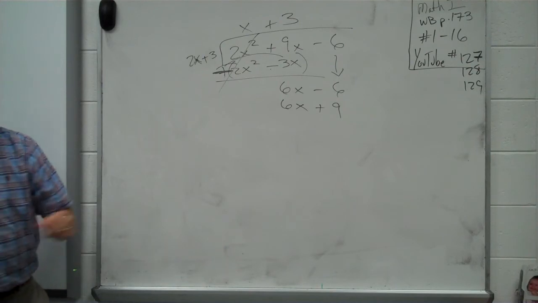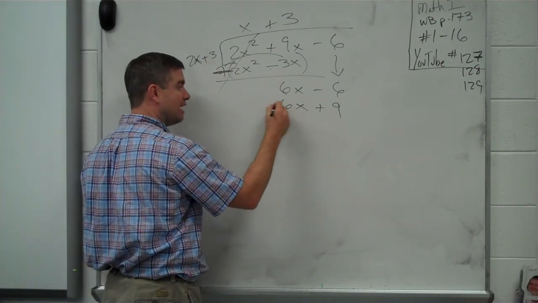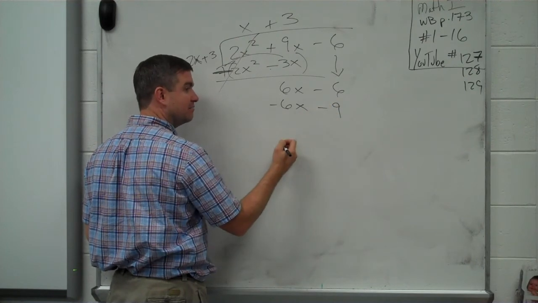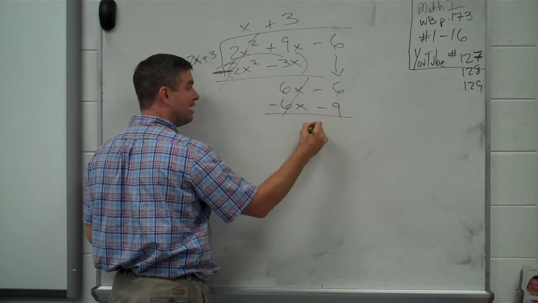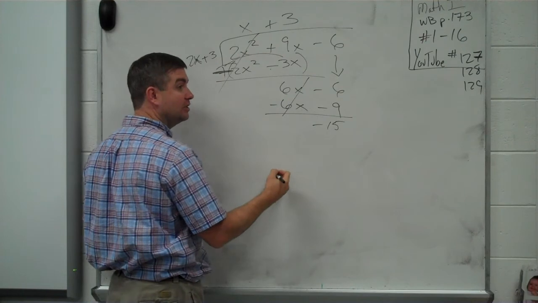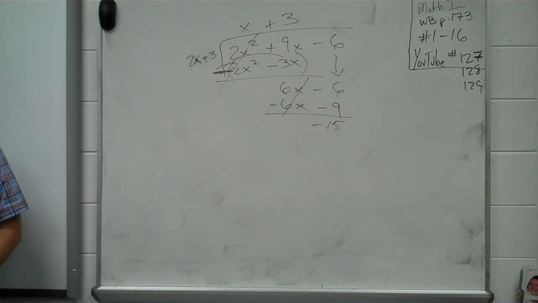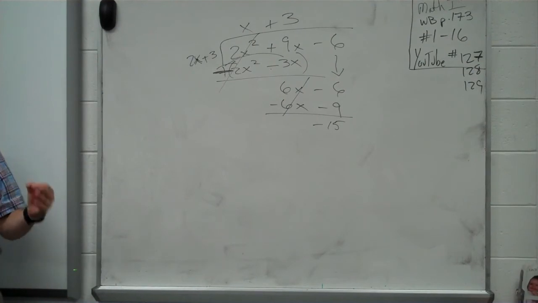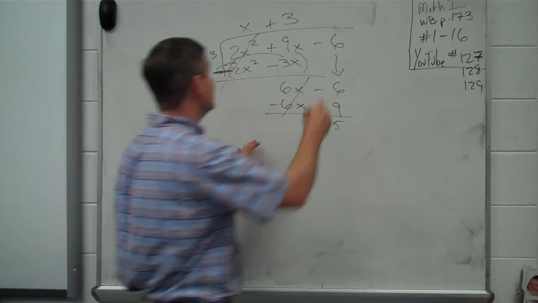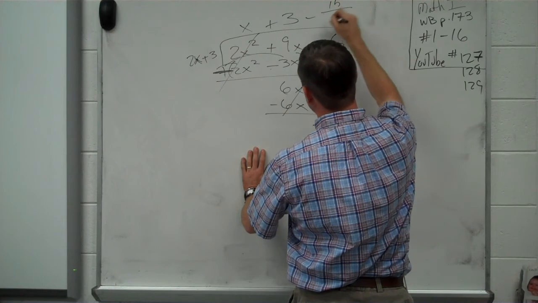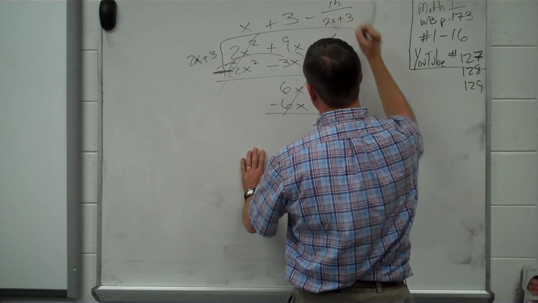On both of them. If this is positive to begin with, I make it negative. So these cancel out, and I get negative 15. So this time, unfortunately, I have a remainder. No big deal. But I'm going to show you how I want the remainder written. It must be written in this format. I take the negative and I put it there, and then I say 15 divided by 2x plus 3.